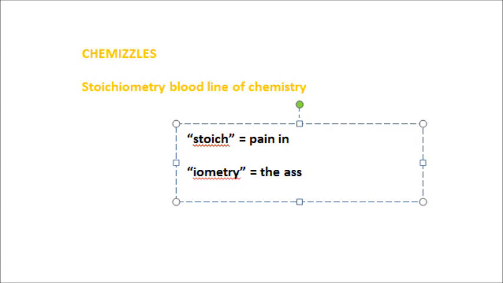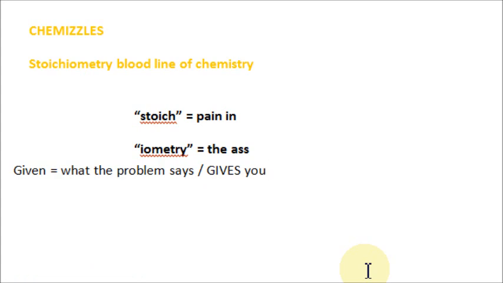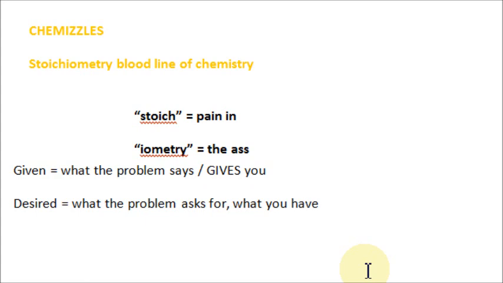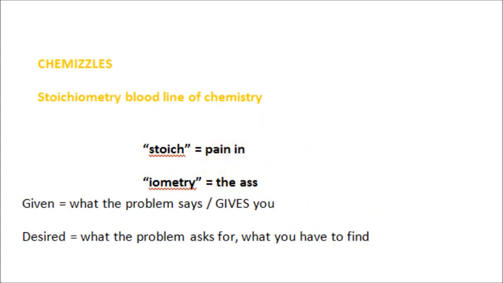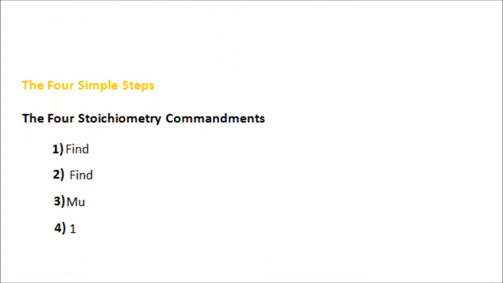Every stoichiometry problem, really every chemistry problem, has a given, which is what the problem says or gives you, hence given. And a desired, which is what the problem asks for, what you have to find. So yeah, given and desired, those are just basic terms I'm assigning to that. Tu comprende? Fantastic.